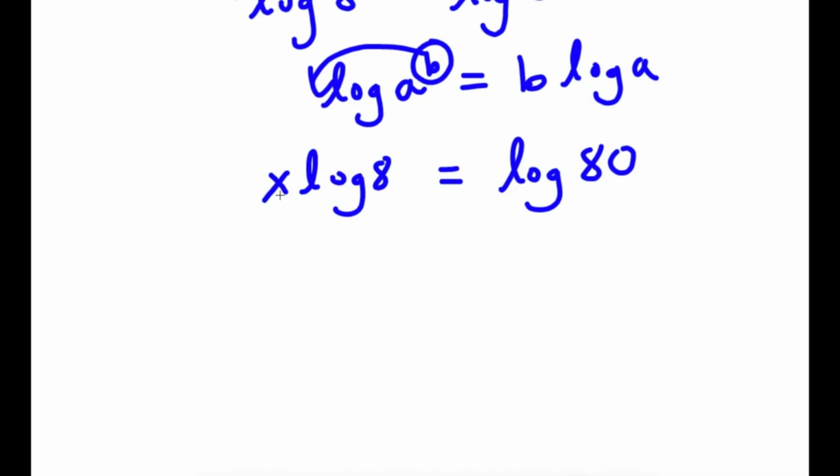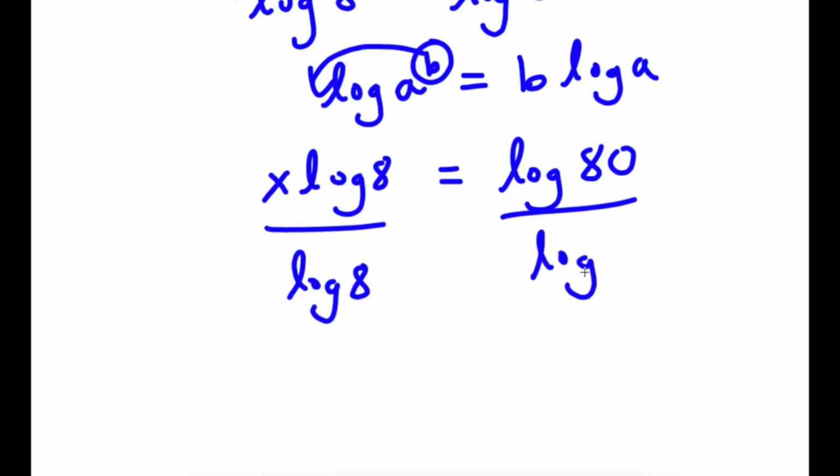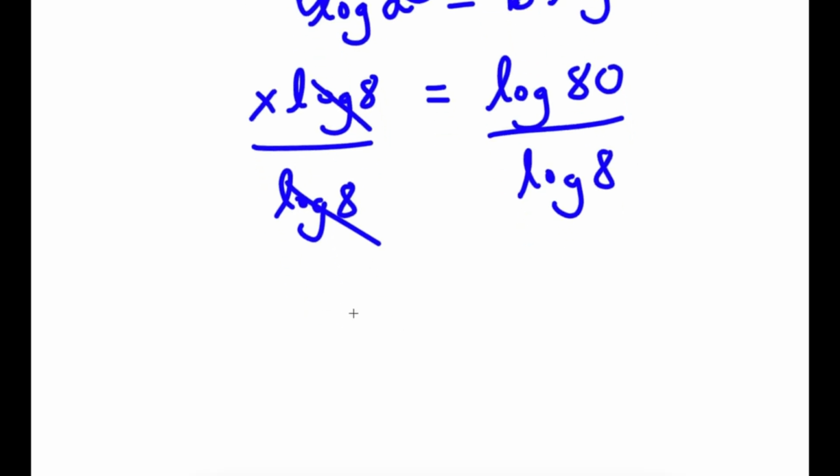So now we want to isolate x here. So I'm going to go ahead and divide both sides by log 8. So I can move log 8 to the right-hand side. So now on my left-hand side, these two are going to cancel out. And now I have x is equal to log 80 over log 8.